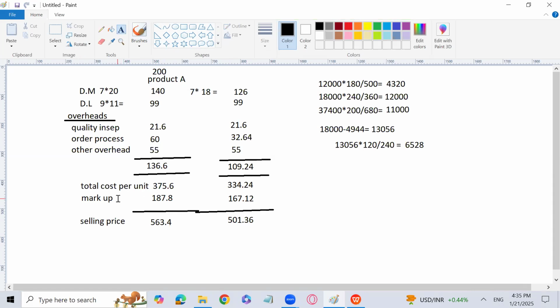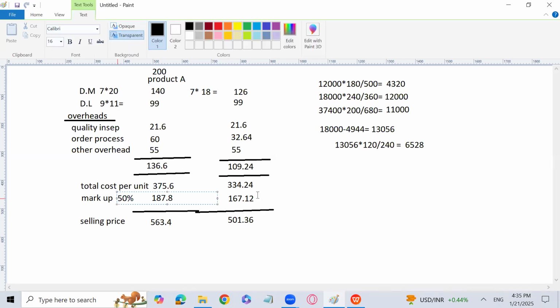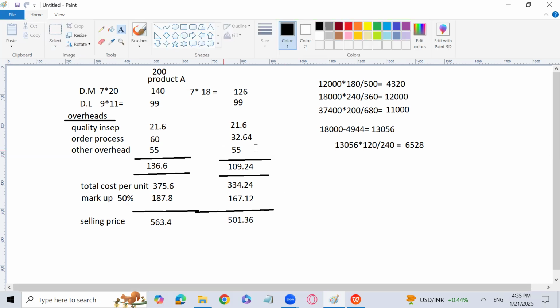And what we have actually done is decrease the number of orders processed, which has automatically decreased the order processing cost per unit. So the overhead cost per unit has decreased. It has become 32.64. Secondly, direct material cost per unit has also decreased because of bulk buying, right? So overhead cost has decreased, and because of that the total cost has decreased by a certain amount. So the selling price has now gone down to 501.36, so that we can increase our sales. Sales volume will increase accordingly.